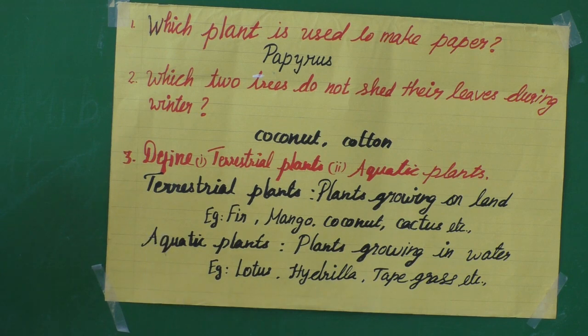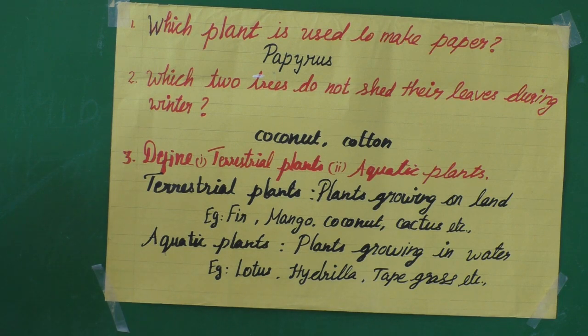Aqua, A-Q-U-A, aqua means water. So aquatic plants are plants growing in water. So what example we can give? Land, fir, mango, coconut, whatever we are seeing on the land we can write, and whatever we are seeing in water we can write on water plants, aquatic plants, lotus, hydrilla, tape grass, like that.